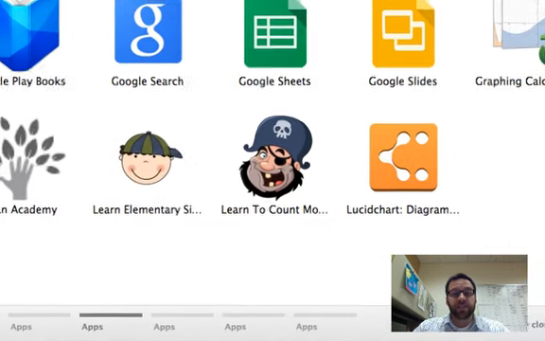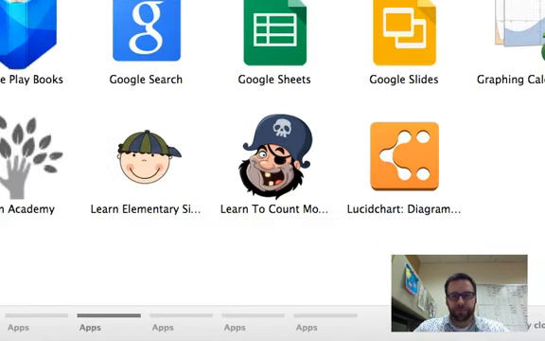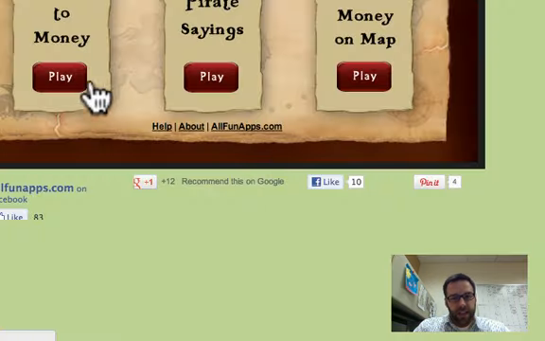All right, on to math apps. Once again, you'll find more in the PDF, and I'm sure you can find tons more in the Chrome Web Store. I'm just going to show you two, one elementary, one middle school, high school. First, we're going to look at Learn to Count Money.